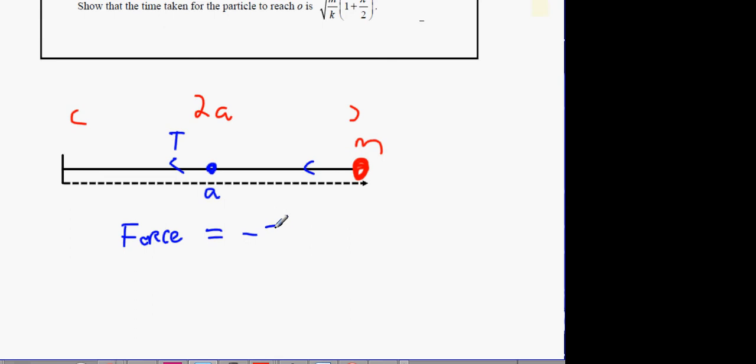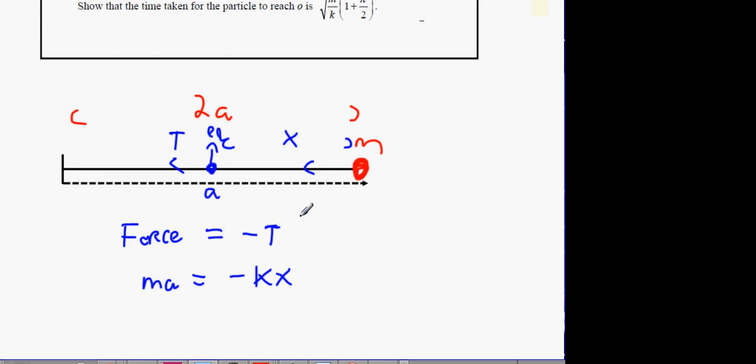Now guys, what does x mean? X is the extension from the equilibrium point. Now because this is a horizontal question, and not a vertical question, the equilibrium point is located here at the natural length, because this is the point at which it has no extension and there's nothing pulling it backwards. So what we're going to get is MA equals minus kx. Isolate a on its own, equals minus k over m times x.